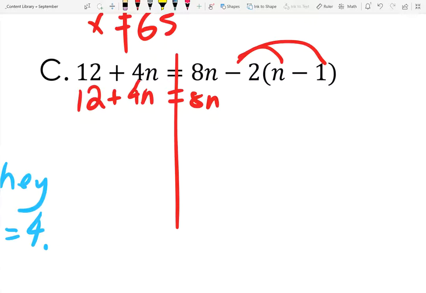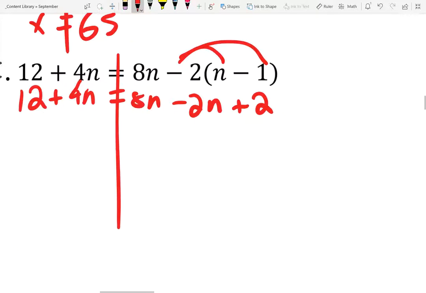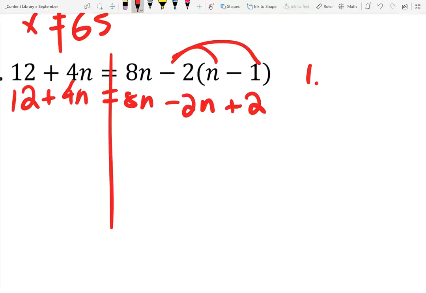Now, -2 times n is going to become -2n. But let's be very aware of the also, -2 times -1. -2 times -1 is going to be a +2. So therefore, we'll have +2. Okay? So that's what we get when we distribute. So step 1, distribute.